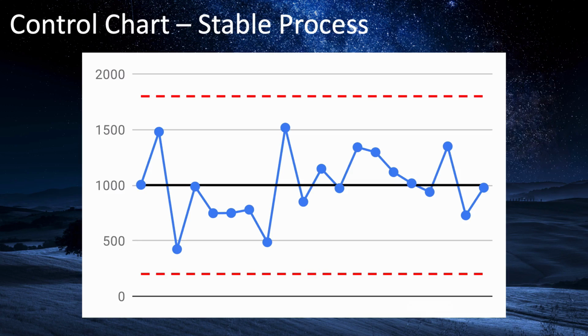The dashed red lines are the upper control limit and the lower control limit. These are calculated based on the data, using some statistics that are a bit beyond the scope of this course. The key to remember is that they're not set arbitrarily, but calculated based on the actual data. If all of your measurements are within the upper and lower control limits, then your process is considered to be a stable process and is said to be under statistical control.